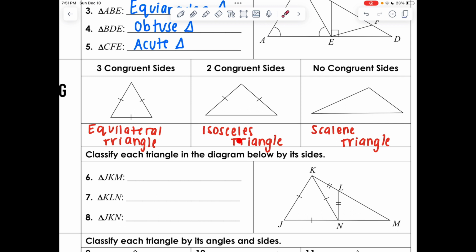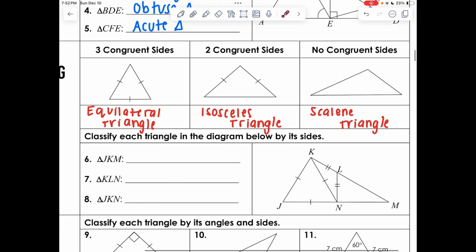Okay, 3 congruent sides means equilateral triangle. 2 congruent sides, isosceles. This is how we label congruent for angles. This up here is how we label congruent. This is how we label congruent for sides. This is how we label congruent for angles, okay? So this right here means all 3 sides are equal. Here means 2 sides are equal, which is isosceles. No congruent sides is called a scalene triangle.